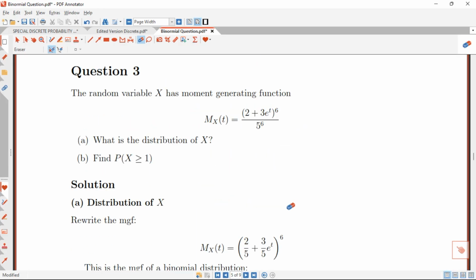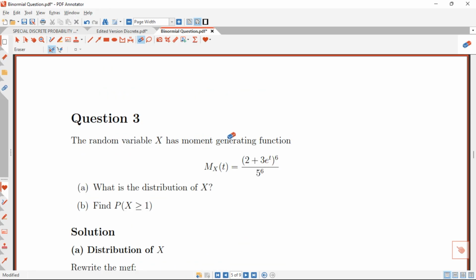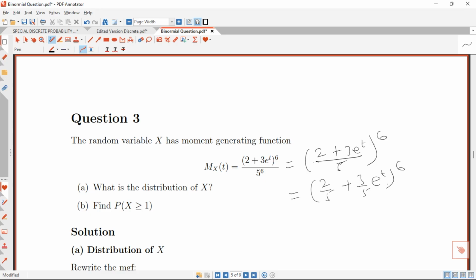So for question 3, here we are saying that the random variable X has a moment generating function. It asks, what is the distribution of X? So you want us to describe this moment generating function. Note that this can be written as (2 + 3e^t) divided by 5, all raised to the power 6. This can further be written as (2/5 + 3/5 e^t) raised to the power 6.